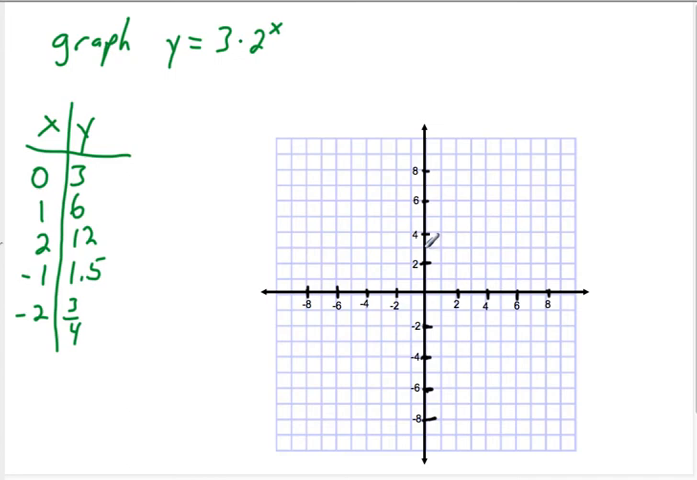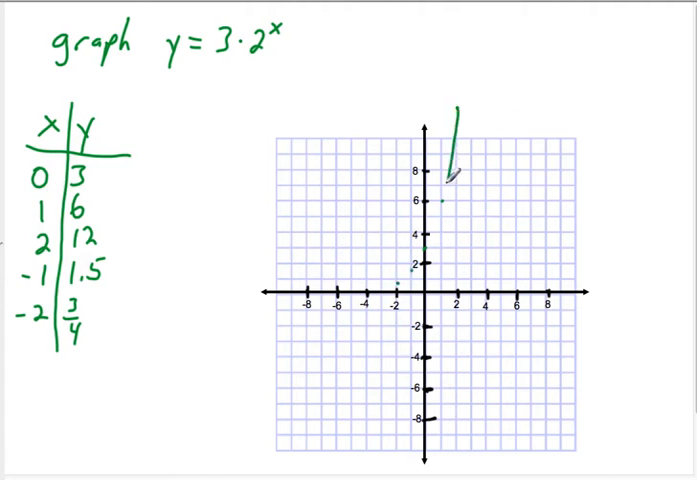So 0, 3, about here, 1, 6, 2, 12. It's going to be off the graph a little bit, maybe up here. So negative 1, 1.5, about here. Negative 2, 3/4. That's going to be about here. So we get the idea.